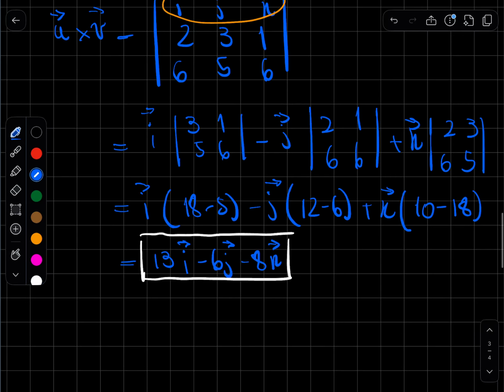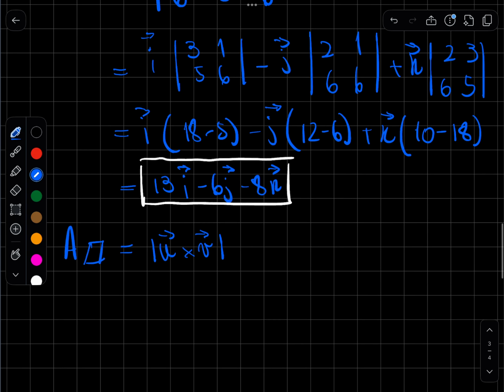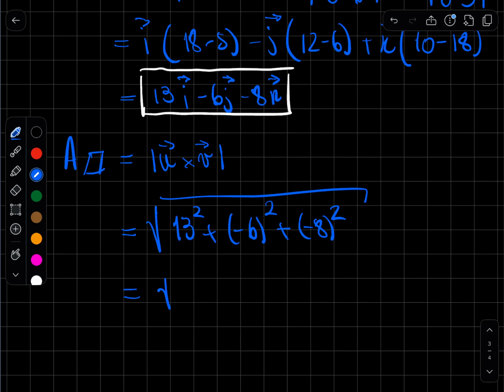So again, this is the point to stop and possibly check if I've made a mistake. Likely I did make a mistake here, but this is not the answer because the area of the entire parallelogram is the magnitude of this. So it will be the square root of 13 squared plus negative 6 squared plus negative 8 squared. So it's 169 plus 36 plus 64. So that's 269.